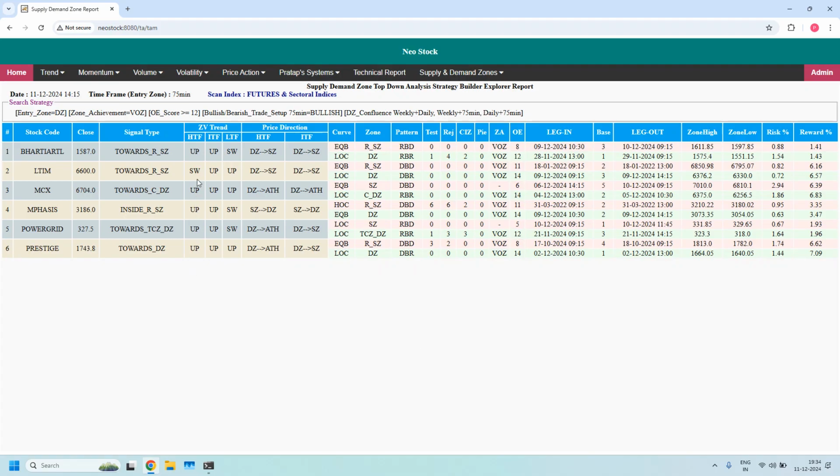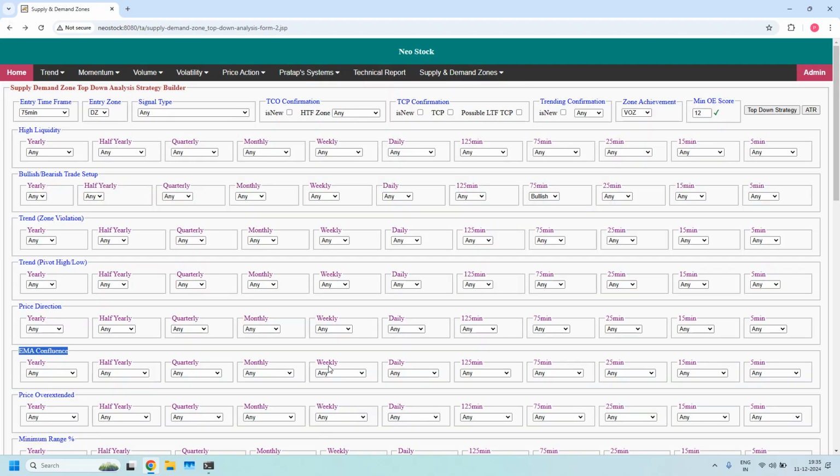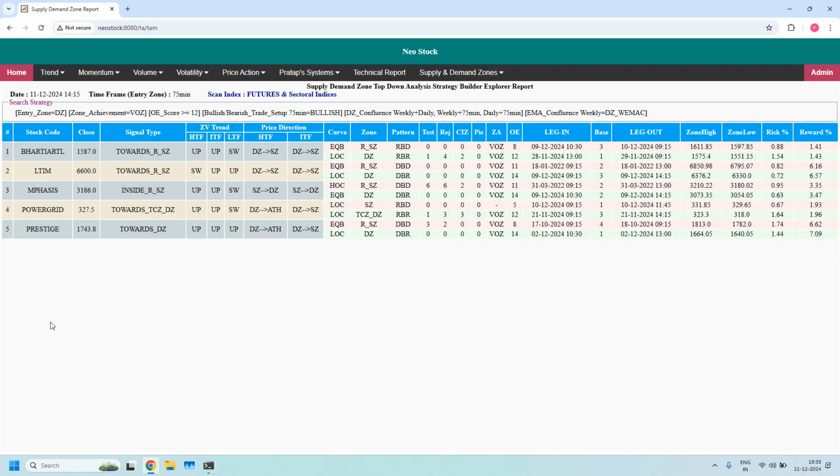Weekly trend is up in all these stocks except the second one. If these up trend stocks are having weekly EMA confluence, they are even more high probability trade setup supported stocks. Let's verify. In the EMA confluence, weekly time frame, weekly demand zone having weekly EMA confluence. So with this filter, we got 5 stocks. Check the trend. Ignore the second one because it is sideways. So we need to look for first, third, fourth and fifth.